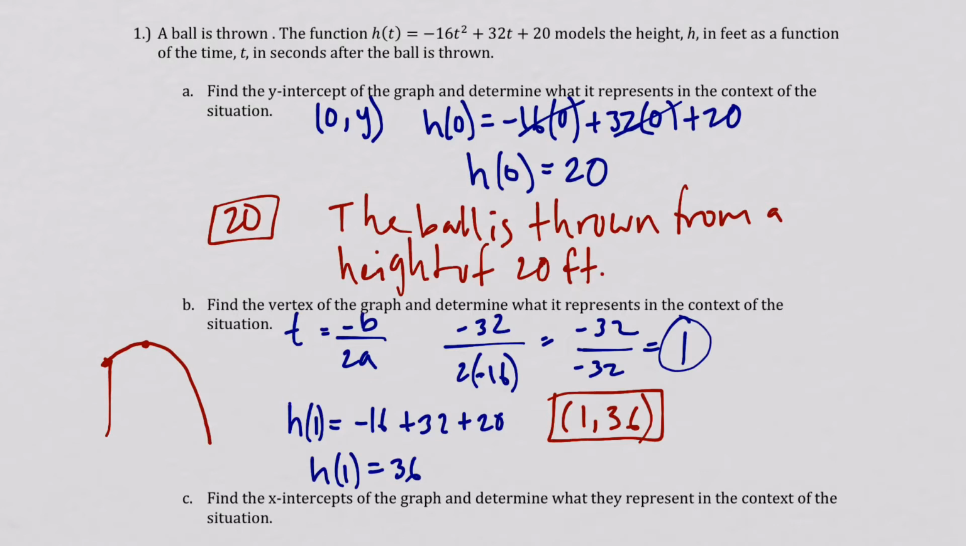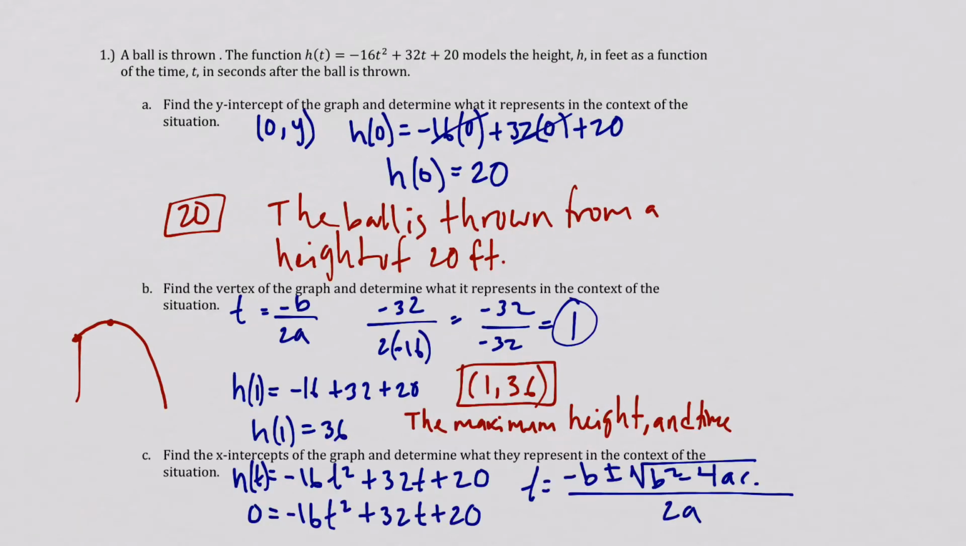It represents the maximum height that this ball reaches. The vertex tells us the maximum height of the ball is 36. What does the 1 represent? The 1 represents the time that it takes the ball to reach its maximum height. So the maximum height and the time that it takes to reach that height. In 1 second, the ball will reach 36 feet, and that is the maximum height that it will reach.